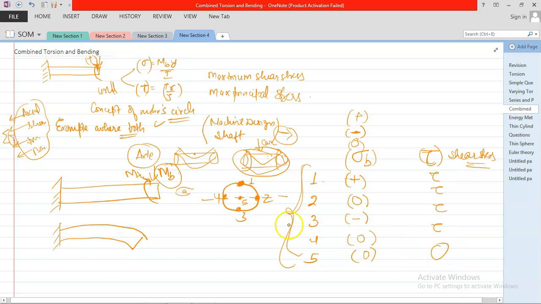So in bending and torsion, suppose you are asked to find at point 1 what is the maximum shear stress, or at point 3 what is the maximum shear stress, or at point 2. You can directly apply the concept of Mohr circles. So up to this, does anyone have any problem in the signs and in the values?